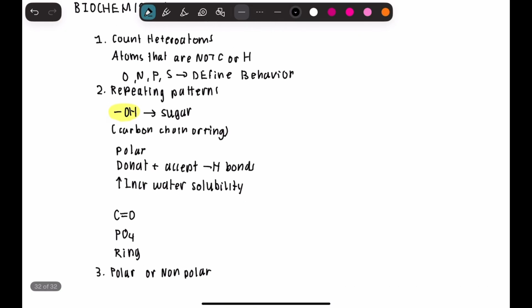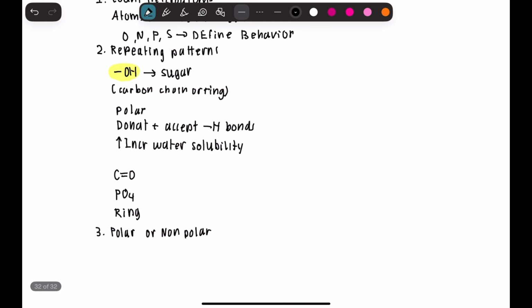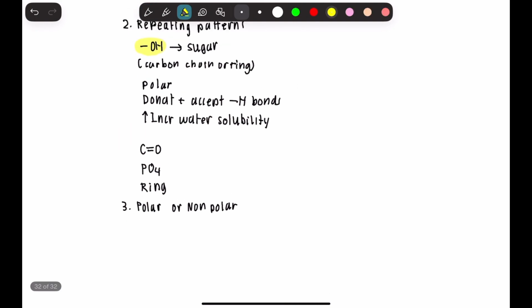You are going to look for atoms that are not C or H, and these atoms will usually be the elements oxygen, nitrogen, phosphorus, or sulfur. These are the atoms that define the behavior. Now, your second step is to look for key patterns. For example, OH is a pattern, C double bonded to O, phosphate, or a ring.